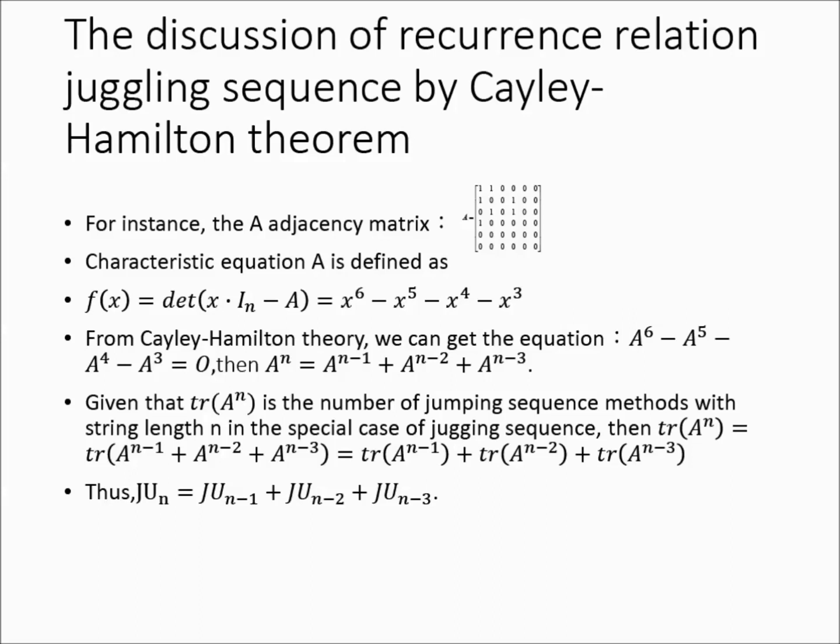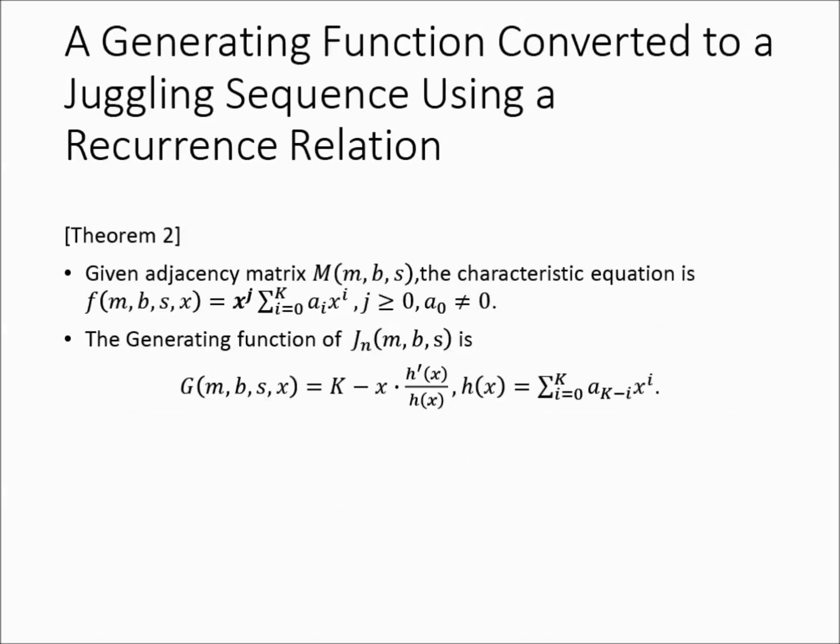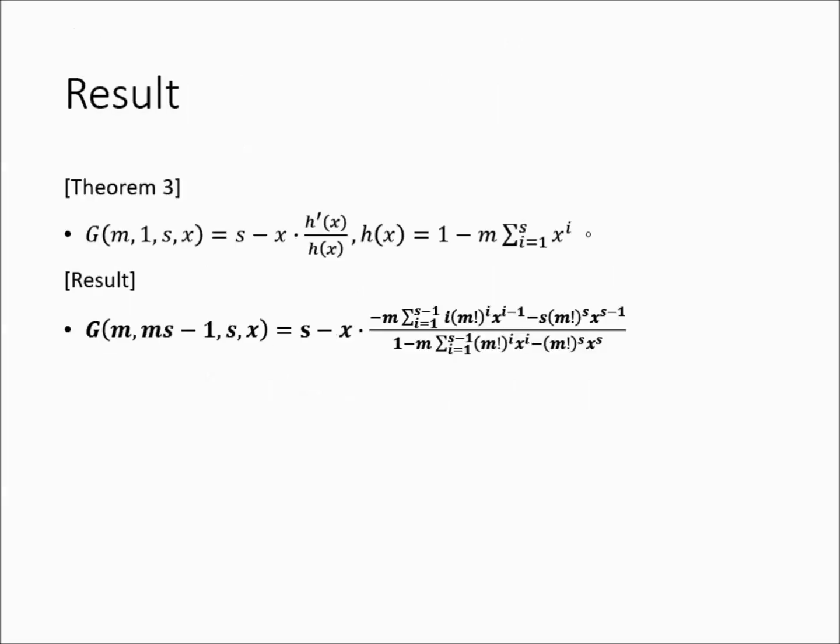And given that trace A^n is the number of juggling sequence methods with string length n in the special case of juggling sequence, this is a generating function converted to a juggling sequence using a recurrence relation. And this is our result.